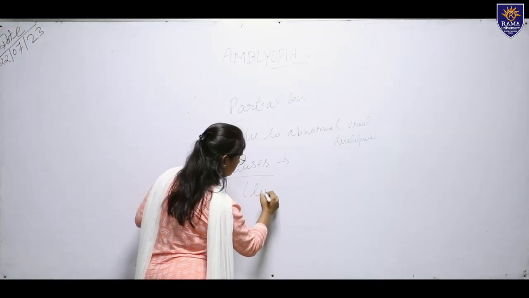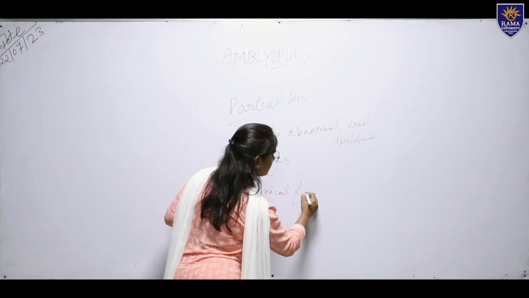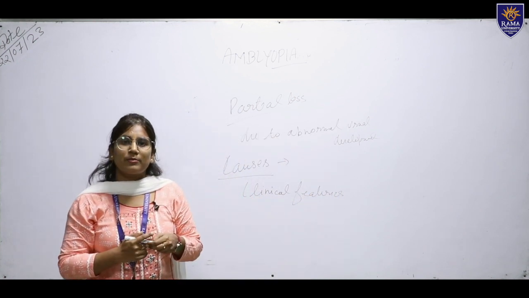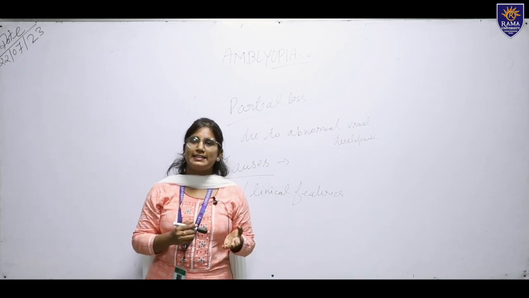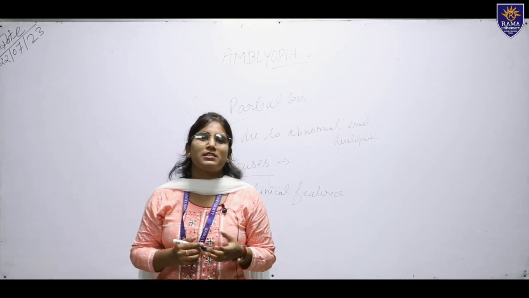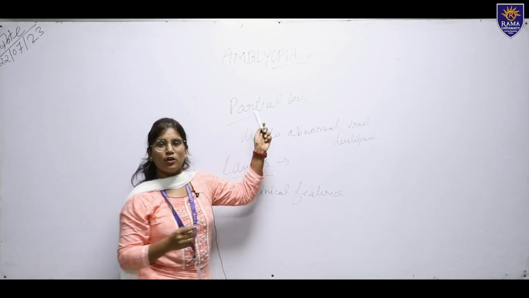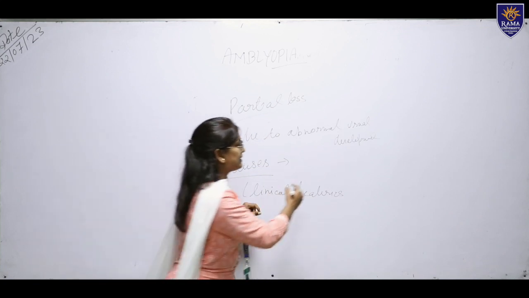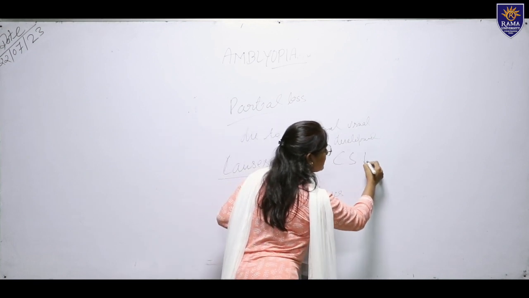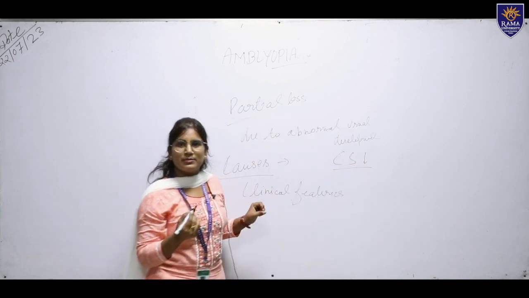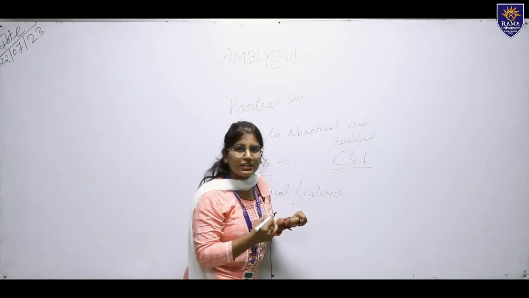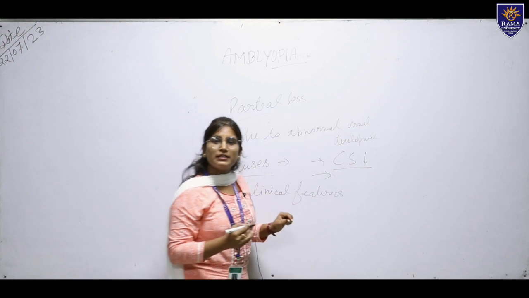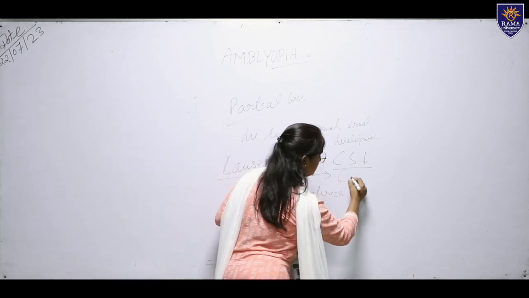Now, clinical features of amblyopia. So what are the clinical features? Visual acuity decrease, because amblyopia is a partial loss of vision in one eye or both eyes. Contrast sensitivity decreases, because visual acuity decrease has a direct correlation with contrast sensitivity decrease. Now the third one is increased crowding phenomena.